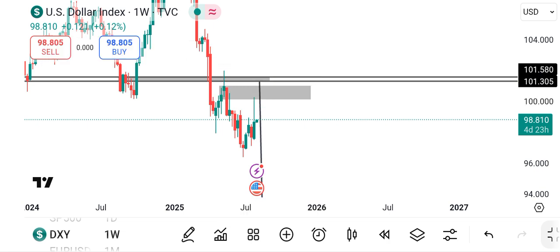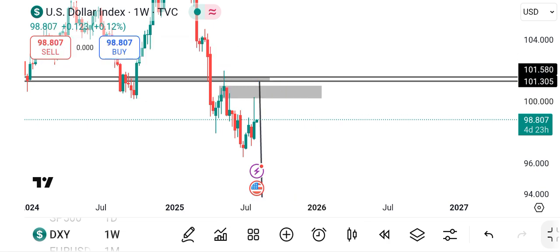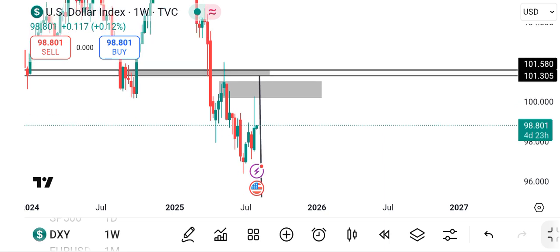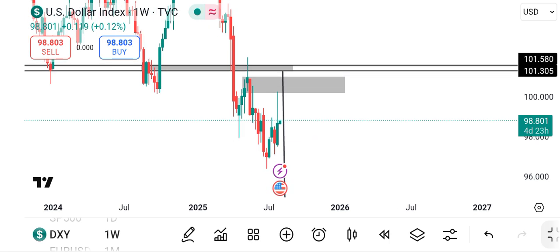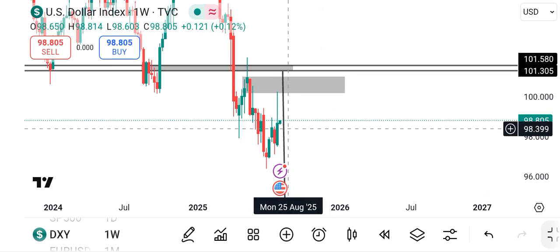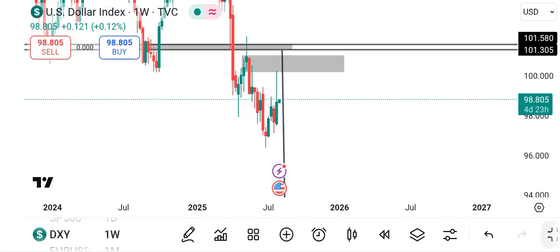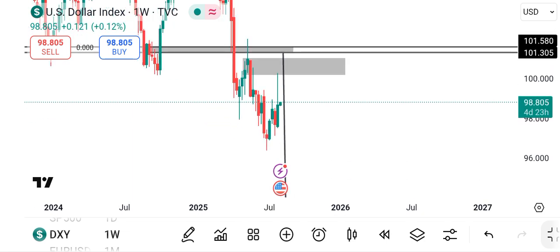We are having this particular supply zone, and I may not be able to get it properly because I'm using a phone. I'm not a fan of using a phone to do recording, but nevertheless, we'll move on. Now, you can see that the market tapped into this particular supply zone. It bled down, but the tapping was not proper. If you understand how to read market structure well, you will know that we are still technically bearish on DXY.